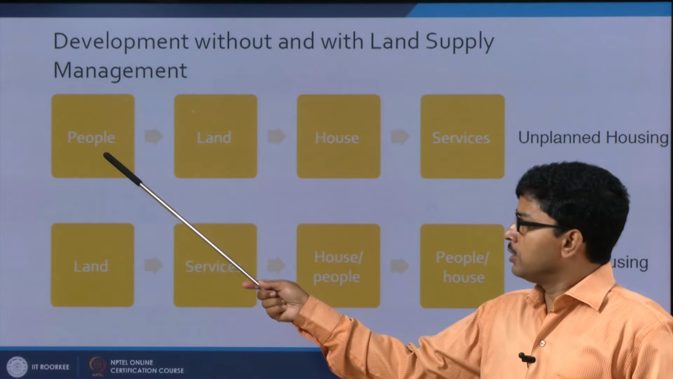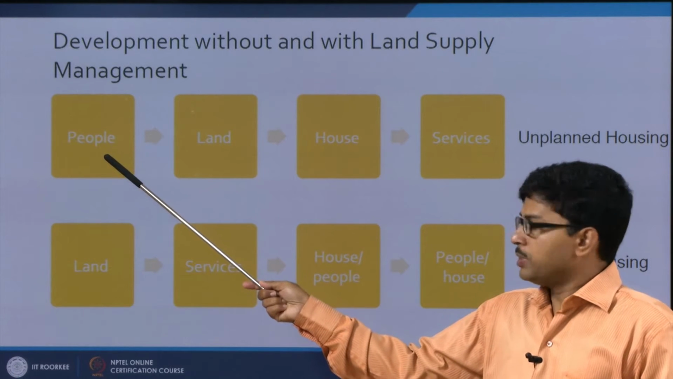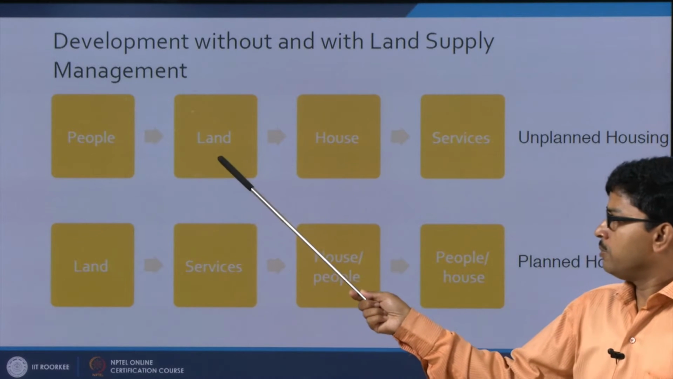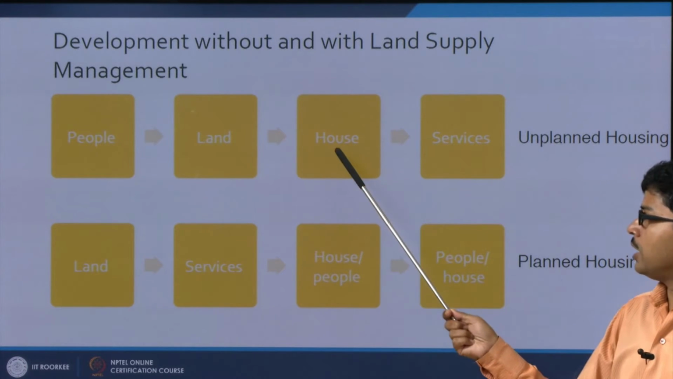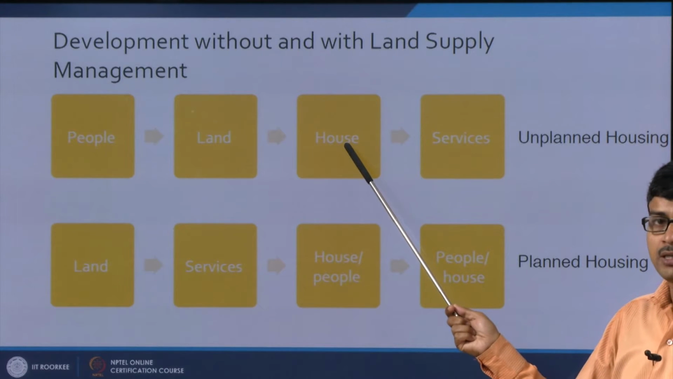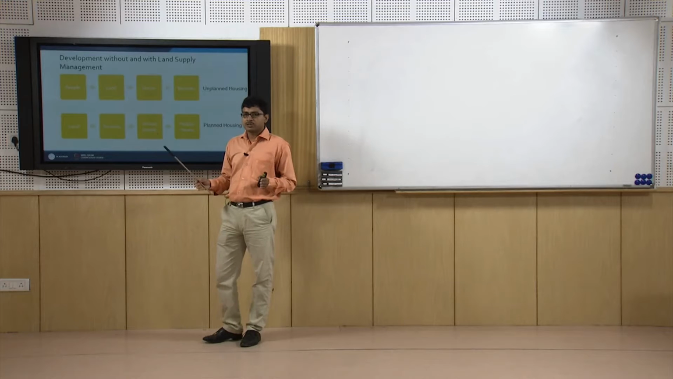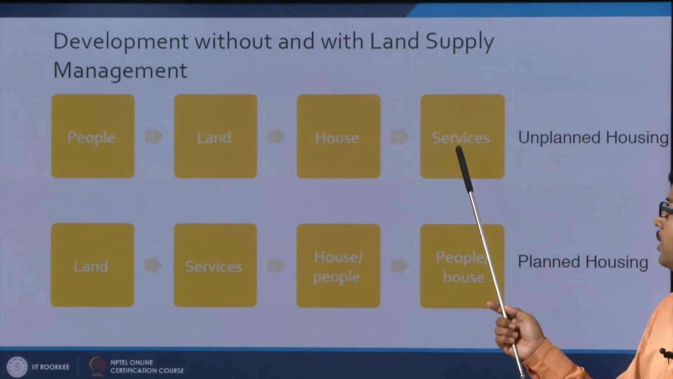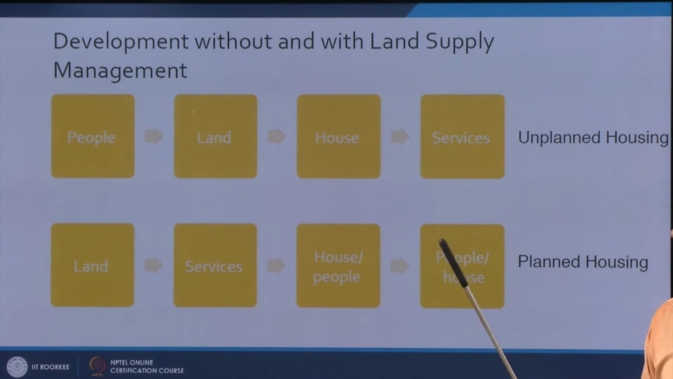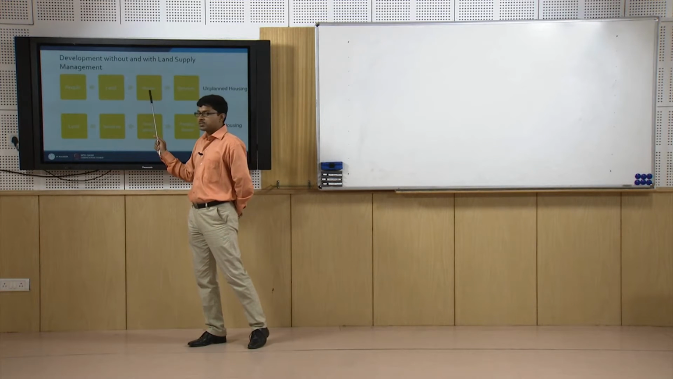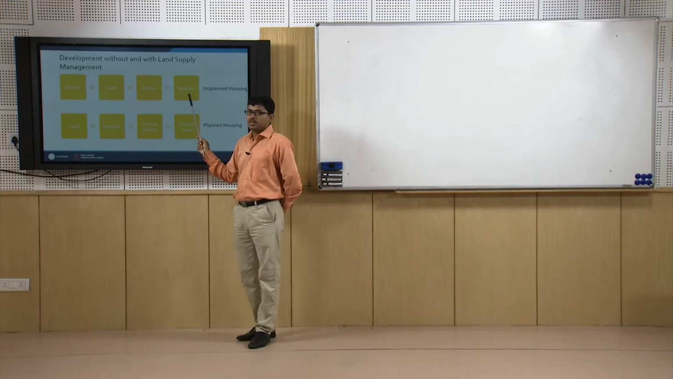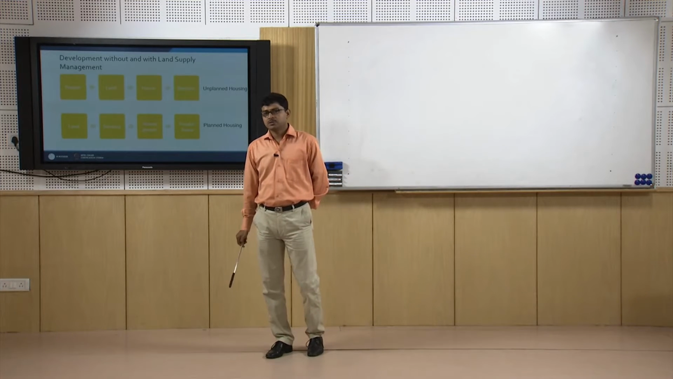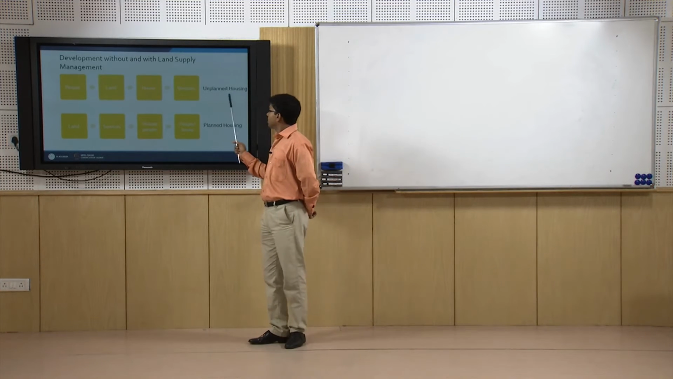The people come first, they purchase a land from the market or from private land, they get a plot, then they make their house. After some time they find that there are no essential services. So the municipal authority or the panchayat authority comes and provides the services, but because the land and house are already developed, they do not get much area for basic essential services like accessibility, water supply, sanitation, and waste management. So this becomes unplanned housing.